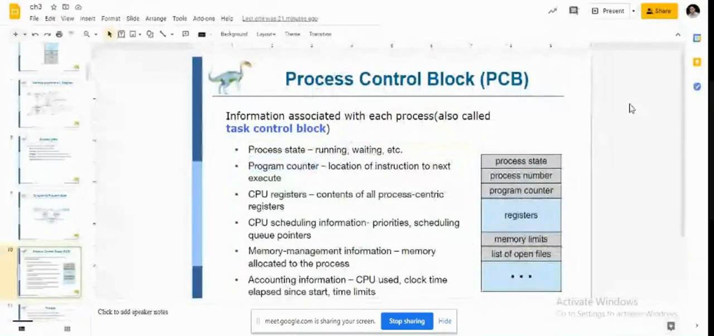How many instructions are in the process? What is the process ID? In an operating system, every process is identified by using the process ID. How many instructions are there? What is the status of the process? Whether it will be in a ready state, IO state, waiting state or terminated state.